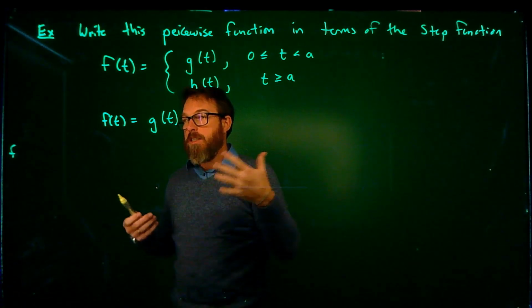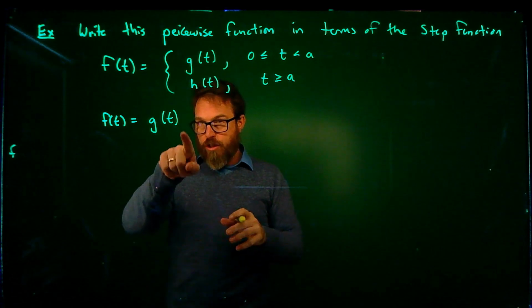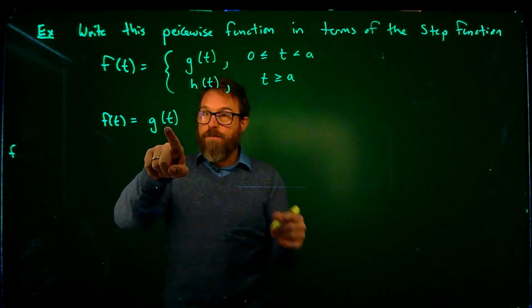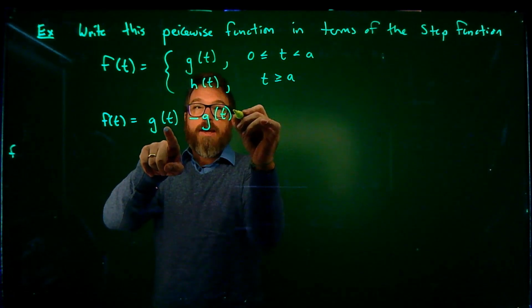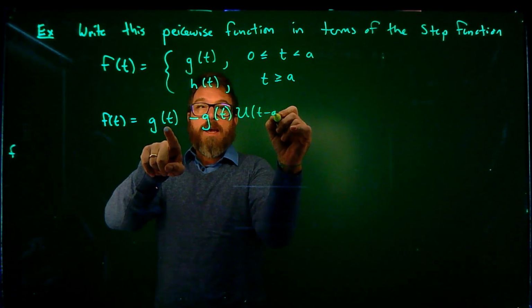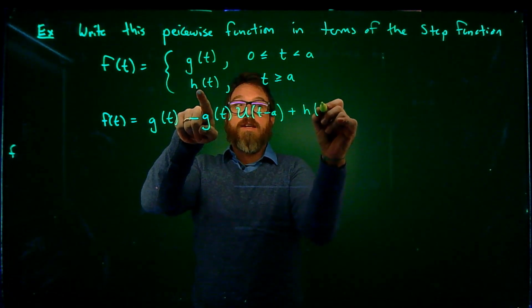And remember, these things accumulate, so in order for me to turn it into just h of t, I have to shut off g of t first. So let's shut off g of t by subtracting it. I'm going to shut it off at a, so u of t minus a. And then I also need to simultaneously turn on our h of t at a as well.